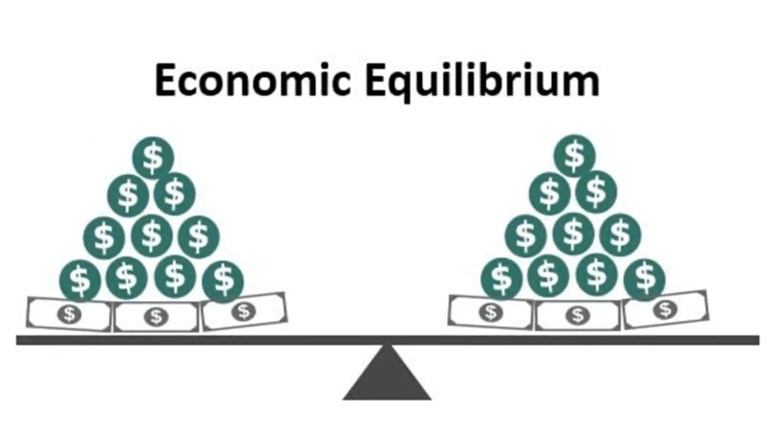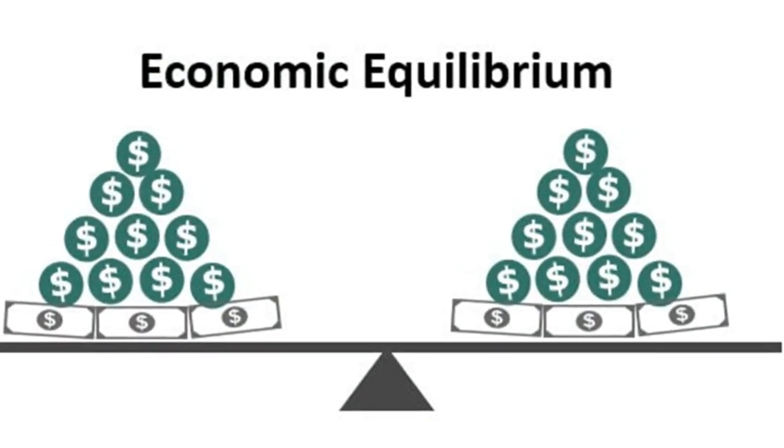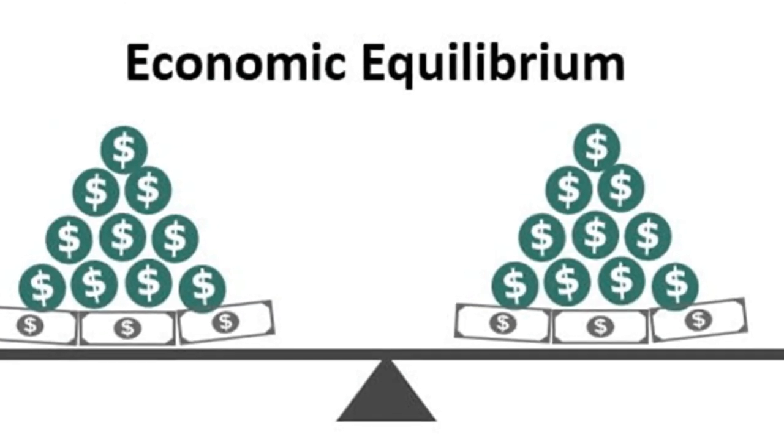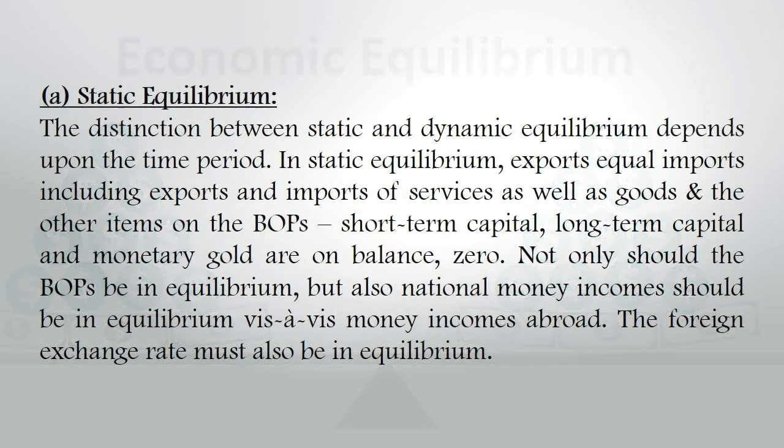Types of BOP equilibrium. There are two types of BOP equilibrium, that is, static equilibrium and dynamic equilibrium. A. Static equilibrium. The distinction between static and dynamic equilibrium depends upon the time period. In static equilibrium, exports equal imports, including exports and imports of services as well as goods, and the other items on the BOPs, short-term capital, long-term capital and monetary gold are on balance, zero.